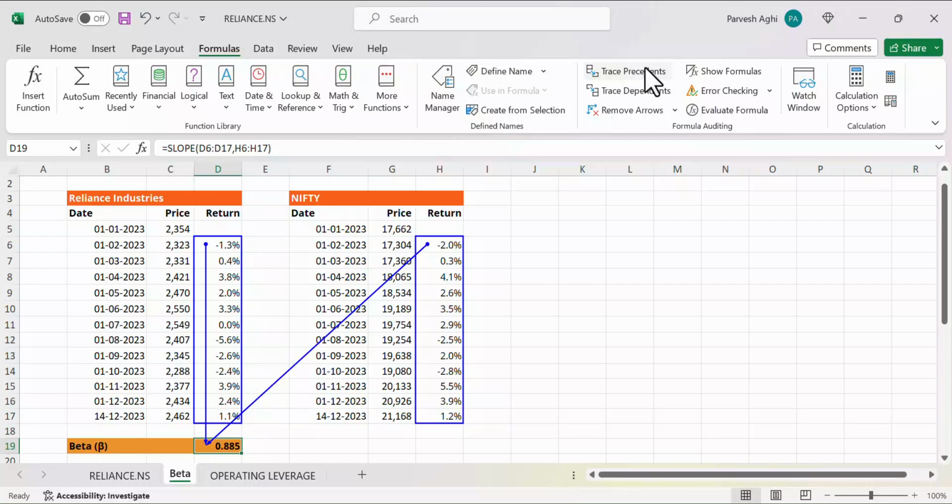अब बीटा कितना है? 0.85. दैट मीन्स इट इज लेस वोलाटाइल दैन द निफ्टी. अगर ये 1 से ऊपर होता तो that means it would have been riskier stock than the Nifty. So Reliance is becoming less riskier in this period. It was less riskier than Nifty. Is that okay? तो इसका बीटा आ गया 0.85.